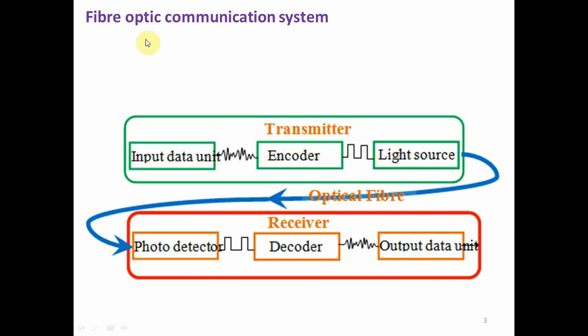Let us look at the fiber optic communication system. It has three parts. First one, transmitter. Transmitter receives the original data, which is in the form of text, video or sound, and converts it into light pulses. The second part, optical fiber. The data is propagated through the optical fiber in the form of light pulses. The third part, receiver. Receiver receives the data and converts it into the original form.